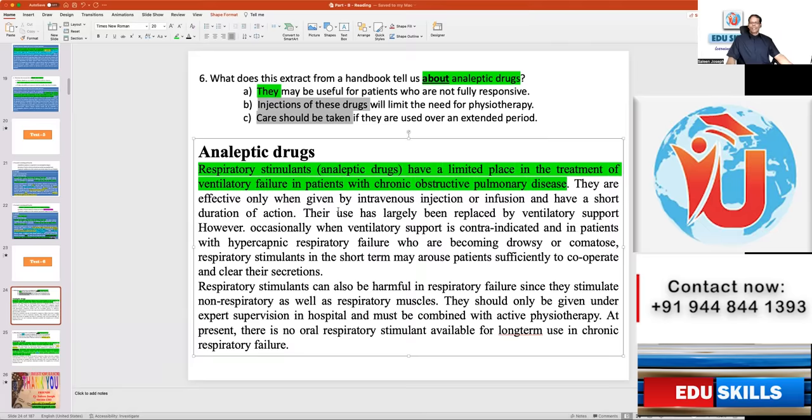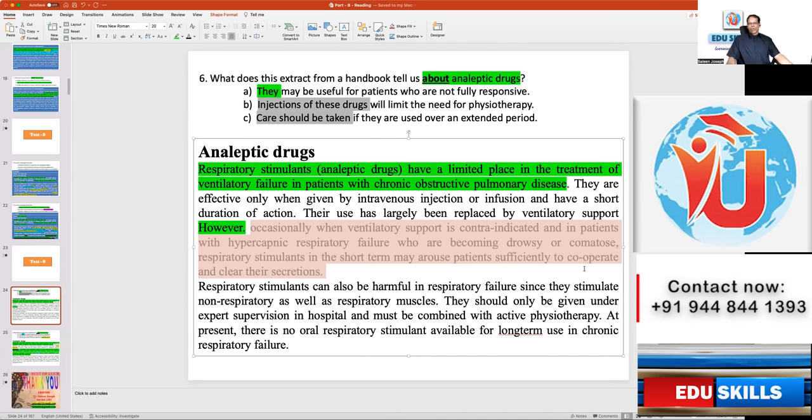They are effective only when given the intervention. All these things are there. See, this sentence again explains. However, if you don't understand, look for a contrast word. Occasionally, limited use, no? When ventilatory support is contraindicated and in patients with hypercapnic respiratory failure who are becoming drowsy and comatose, in the short term, may arouse patients sufficiently to cooperate. This is the explanation again.